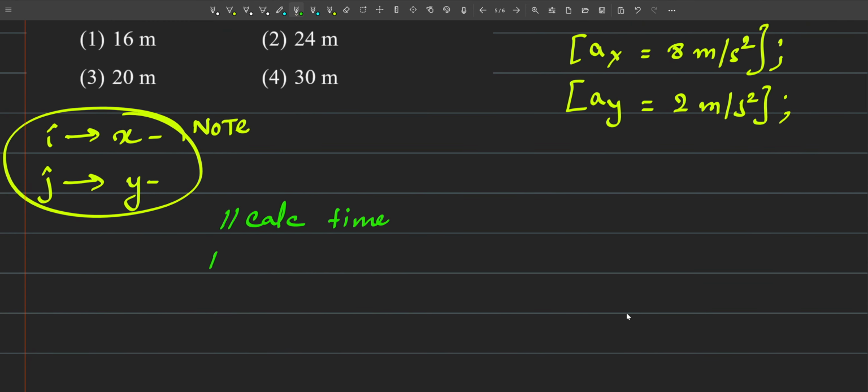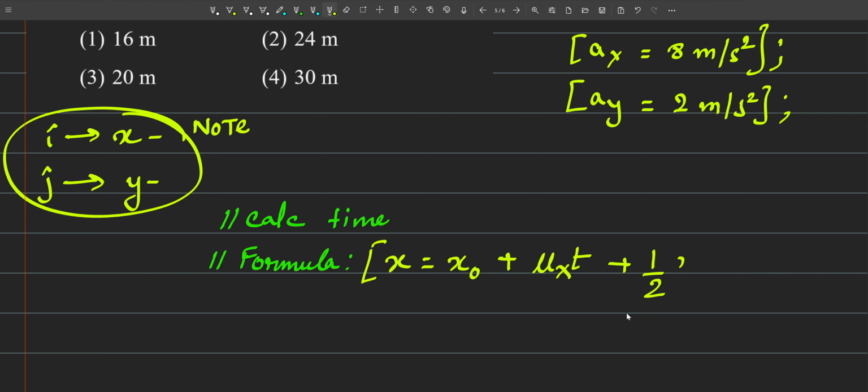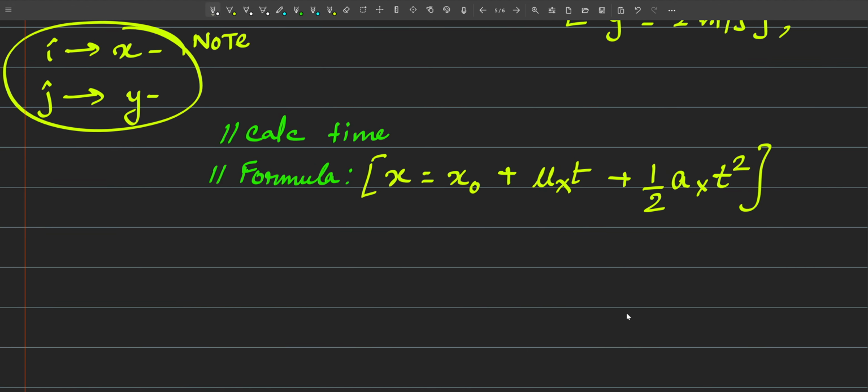We can use the formula. Remember this formula, this is very important, which is given by the x coordinate is equal to the initial position of x, that is x naught, plus ux, that is the initial velocity of x, multiplied by time, plus half acceleration in x direction into time squared. So from here we can start the solution.